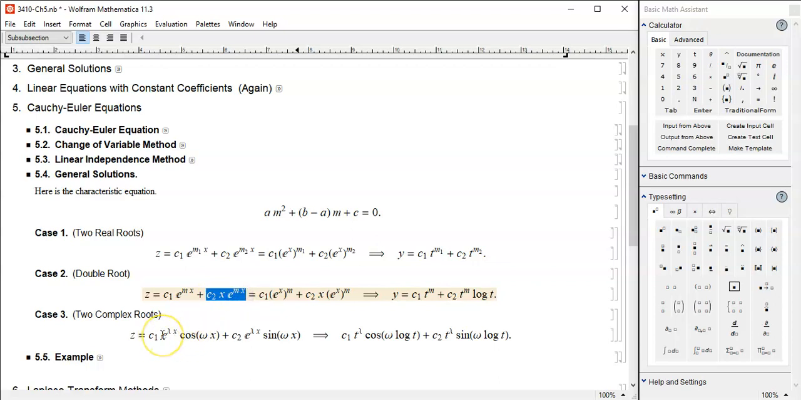In that case, we have sinusoid, sine and cosine. So e to the lambda x times cosine of omega x, e to the lambda x, same real part, times sine of omega x. And then put those together, what do we get? The exponential is t to the lambda power, the same thing we saw before. And cosine of omega x, but x is logarithm, isn't it? Log of t. So cosine of omega log of t, sine of omega log t. There goes the solution in general form.